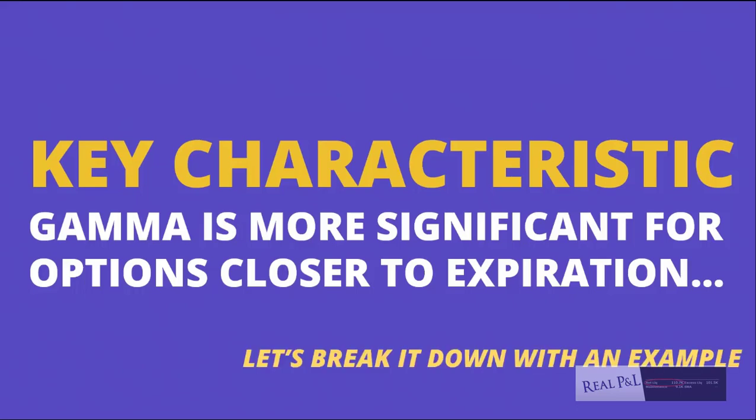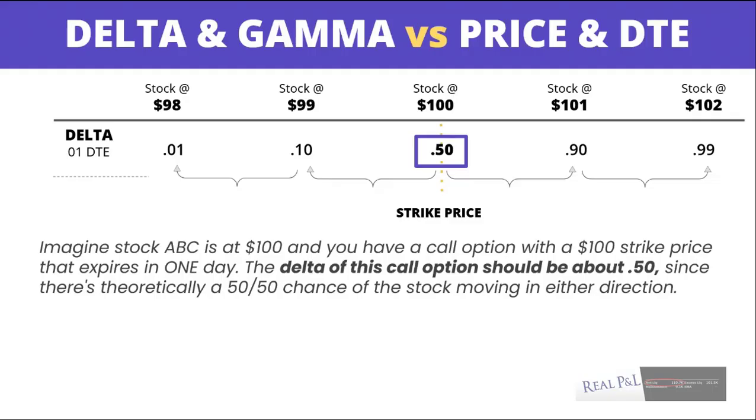Let's break it down with an example. So, delta and gamma versus price and DTE, days until expiration. Imagine stock ABC is at $100 and you have a call option with a $100 strike price that expires in 1 day. The delta of this call option should be about 0.50, about 50, since there's theoretically a 50-50 chance of the stock moving in either direction.